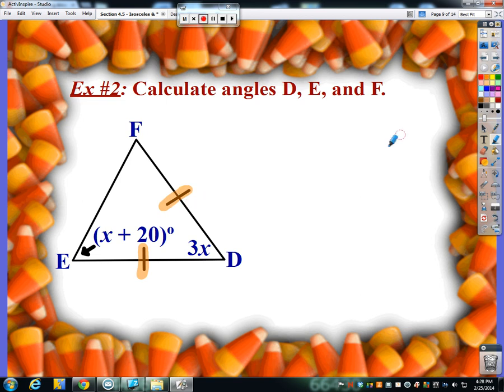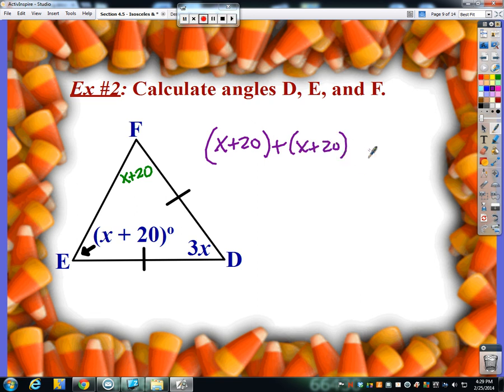And by Theorem 4.3, the isosceles triangle theorem, that told us that the angles opposite of those 2 sides must be congruent angles. So if angle E is x plus 20, then that means that angle F is also x plus 20. So we can write that in there. Now we have 3 angles of a triangle. They all have x's in them. What do we know about the 3 angles of a triangle? Is that they must all add up to be 180 degrees.